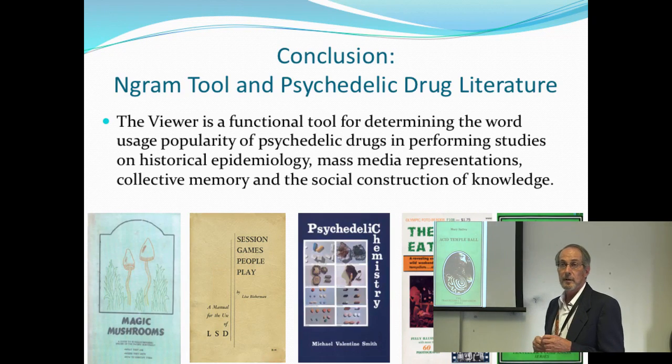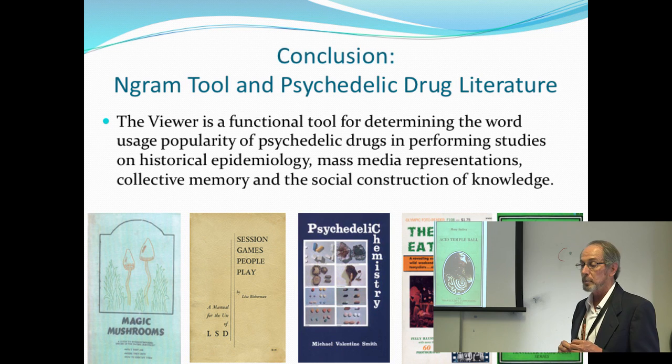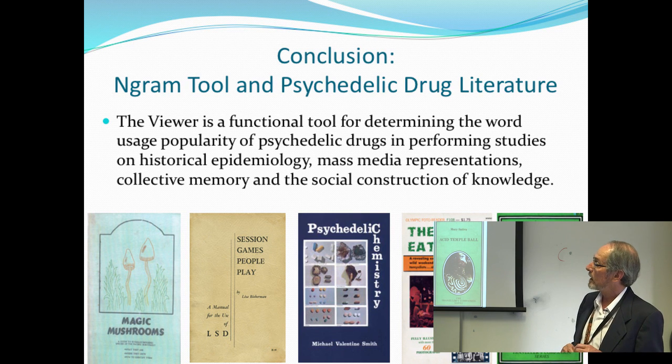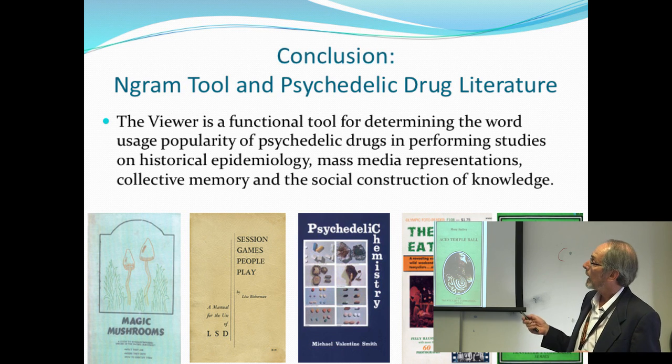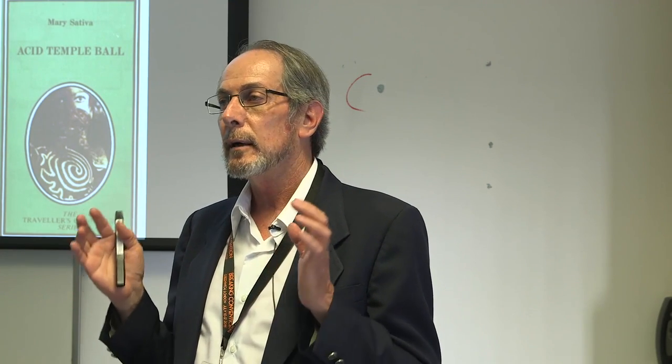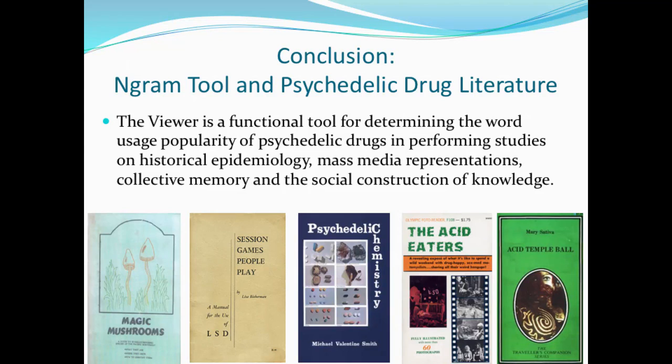So in conclusion, what I can say is it appears the viewer is a functional tool for determining the word usage popularity of psychedelic drugs in performing studies of historic epidemiology, mass media representations, collective memory, and the social construction of knowledge. But keep in mind what this corpus is all about. What Google is scanning are 40 great libraries. None of these books are in it. This is really the heart.